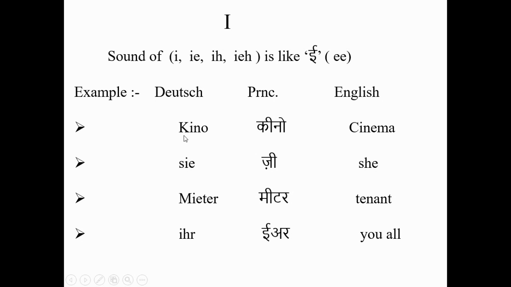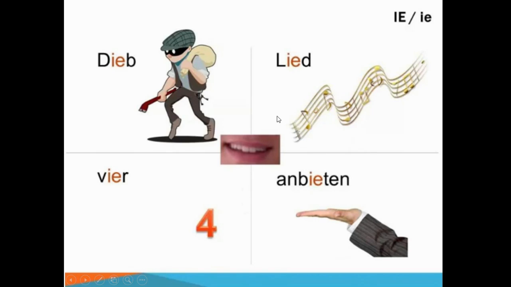So you can see here i is coming after k, so its sound is like Kino. Next, i is coming after s, so its sound is like sie. Sie means she. Next is Mieter. I is coming after m. Mieter means tenant. Next is ihr. Ihr means you all.